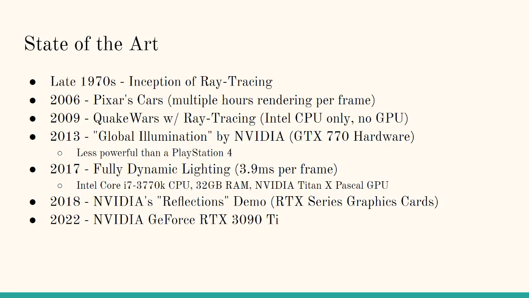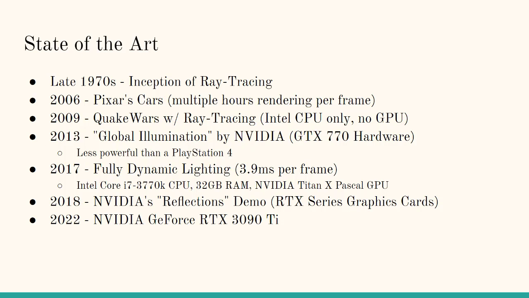In 2013, NVIDIA Research published a paper on global illumination using the GTX 770 hardware. This hardware is less powerful than a PlayStation 4, so nowadays it's relatively easy to get hardware of that caliber. This global illumination was essentially taking a single light source like a simulated sun and using ray tracing to light the entire environment from that one source.